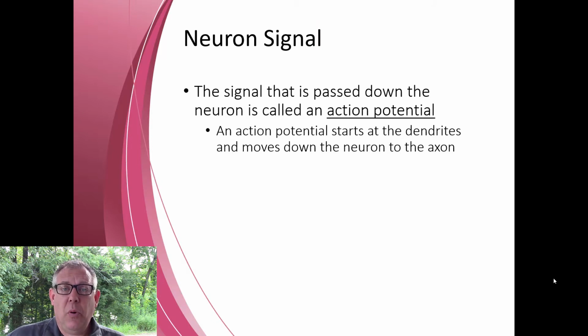Now, we said that the whole point of a neuron is to pass a signal from one end to another. That signal is called an action potential. And so the action potential starts at the dendrites and then is propagated down to the axon, or it moves down to the axon. So again, these are all just vocabulary terms that you need to be familiar with.